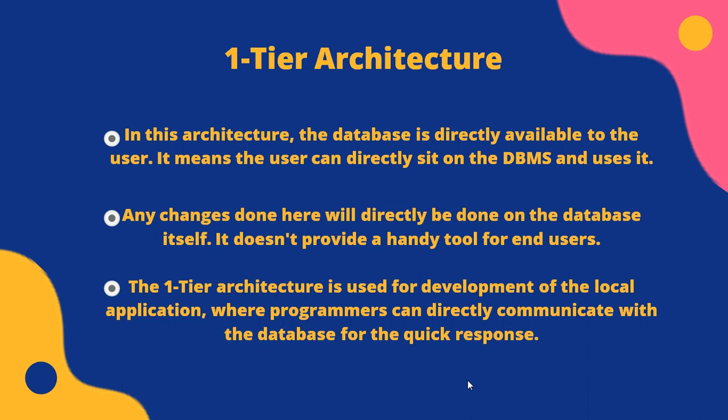First, we are going to see the single-tier architecture, or one-tier architecture. In this architecture, the database is directly available to the user. It means the user can directly sit on the DBMS and use it. Any changes done here will directly be done on the database itself. So it does not provide any handy tool for the end user. The single tier architecture is used for development of local applications where the programmer can directly communicate with the database for a quick response.